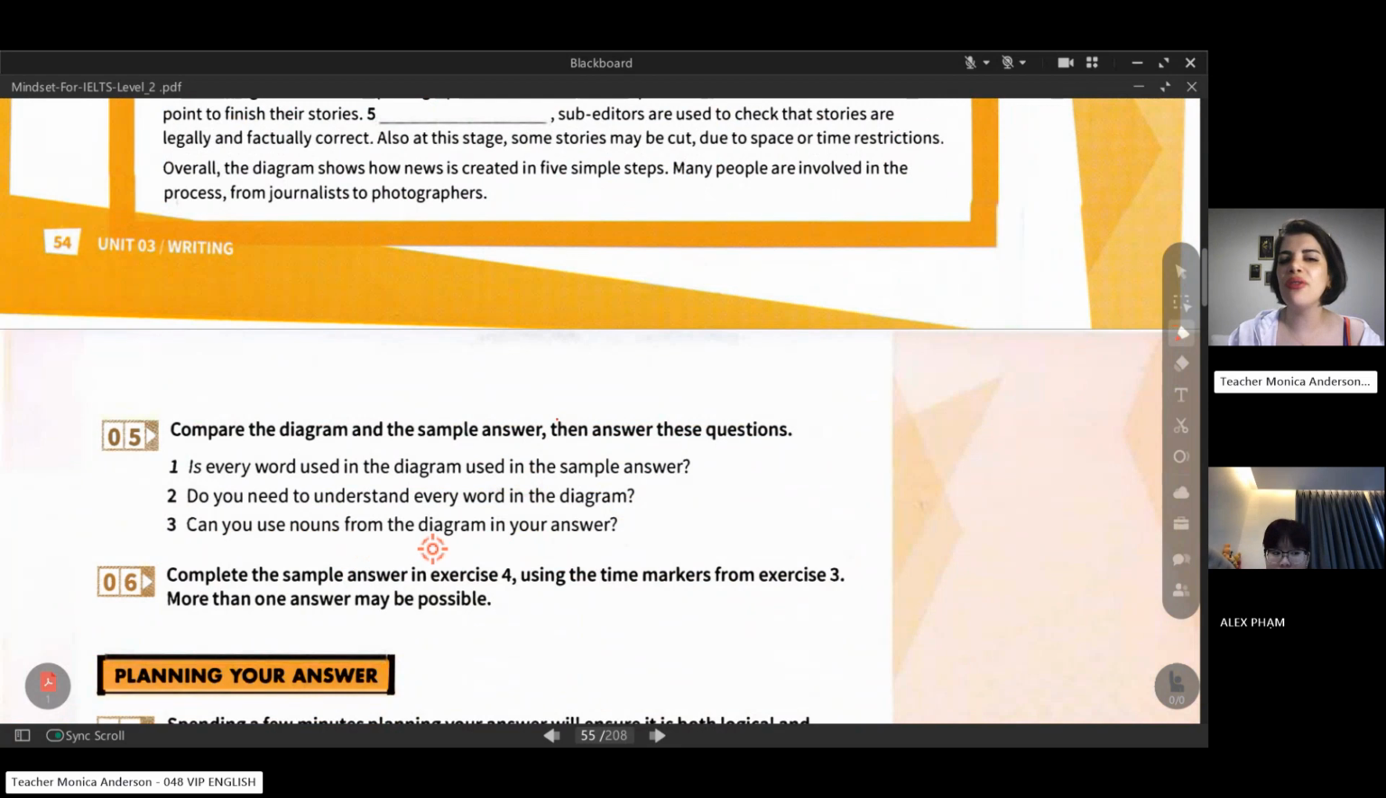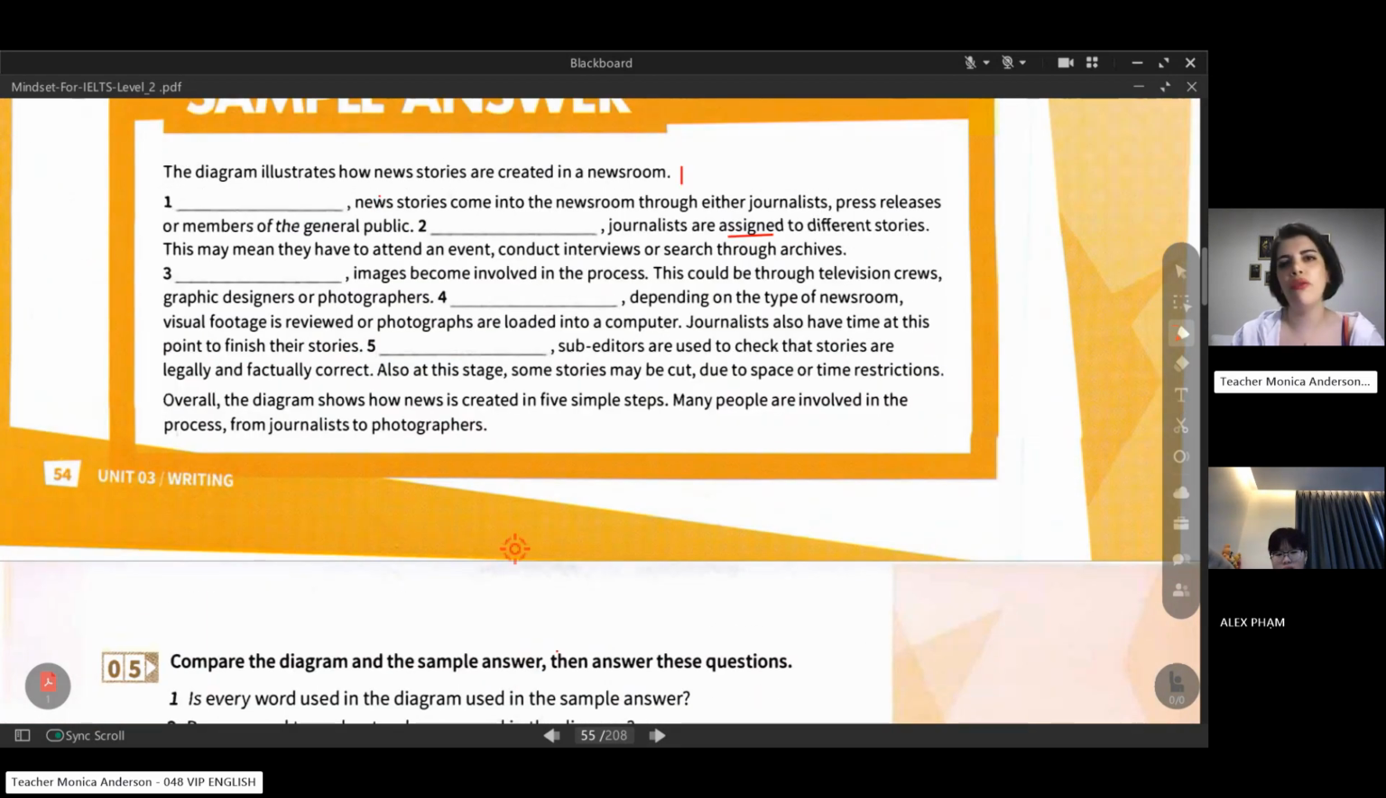Can you use nouns from the diagram in your answer? Nouns. Yeah, of course. Journalist, journalist. So of course you can, if they are anchor words. Do you remember that we discussed keywords and anchor words? Do you remember?